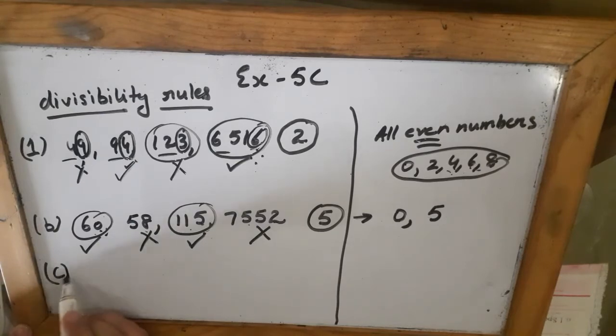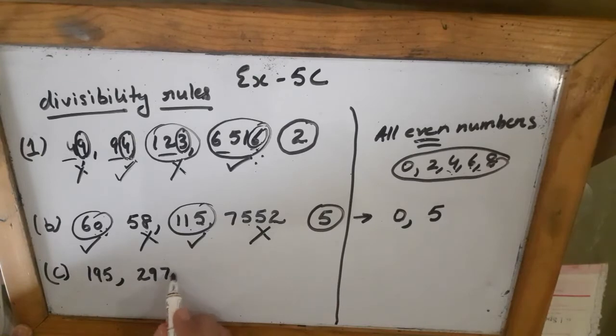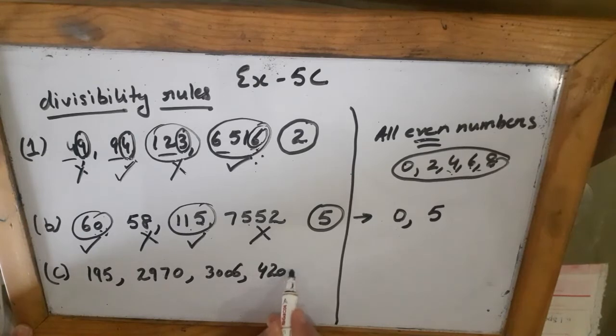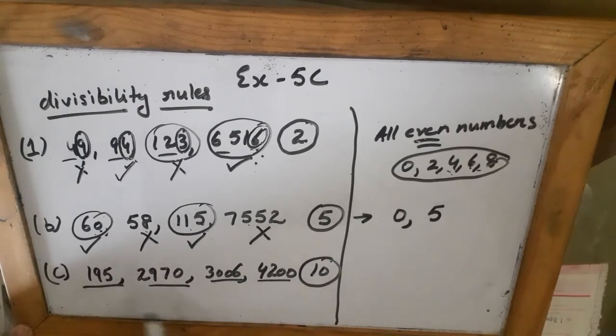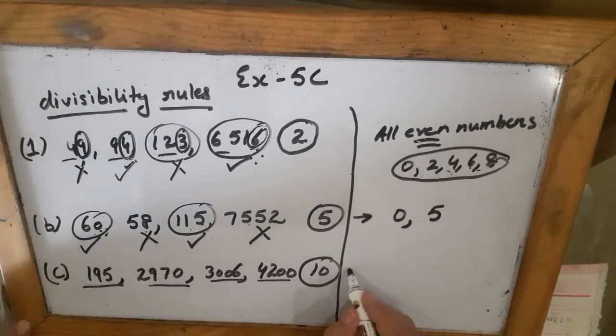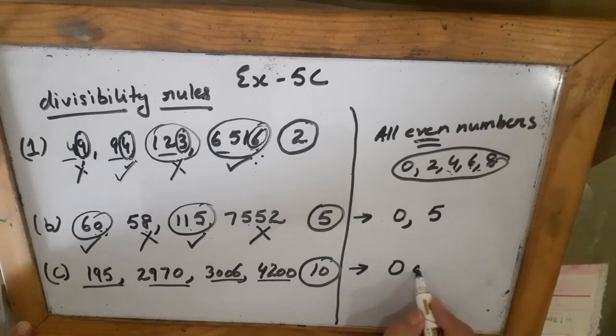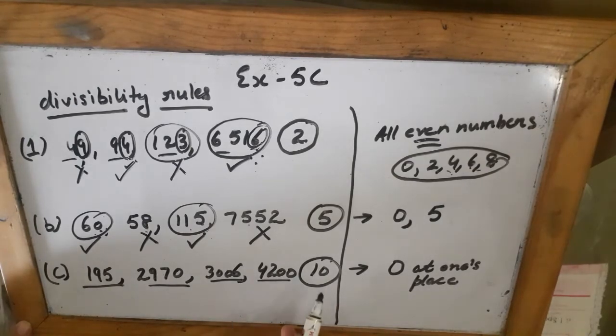So which numbers are divisible by 5? The numbers which have 0 or 5 at the ones place are divisible by 5. Now the C part, in the ring you can see is 10. It means I have to see whether these numbers are divisible by 10 or not. And what is the divisibility rule of 10? All the numbers which have 0 at the ones place, at the end, are divisible by 10.